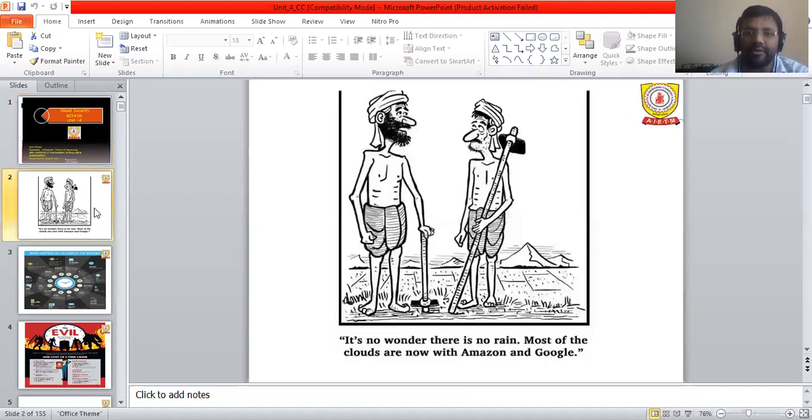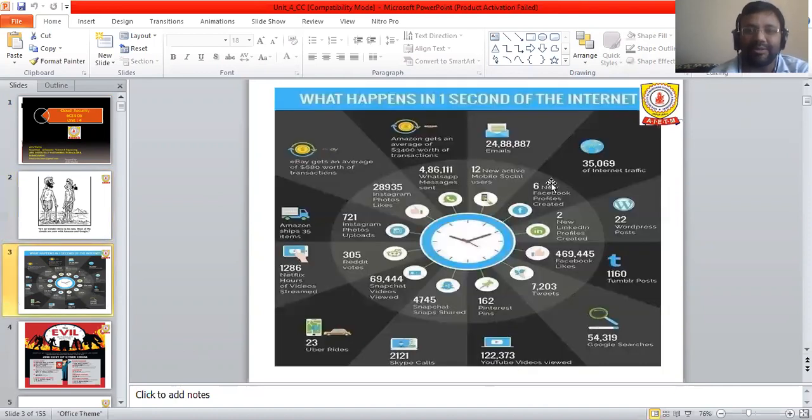We start with this image. It's no wonder there is no rain. Two farmers are discussing with each other. Most of the clouds are now with Amazon and Google. So they talk about the cloud services: Amazon, as usual, is the oldest in that field, and Google is also very much there. Both of these farmers are saying to each other that there is no rain because the clouds are with Amazon and Google.